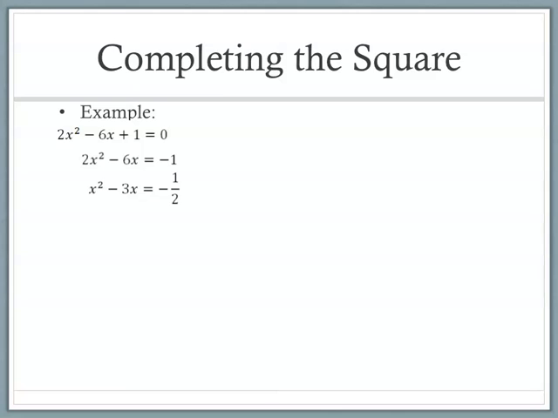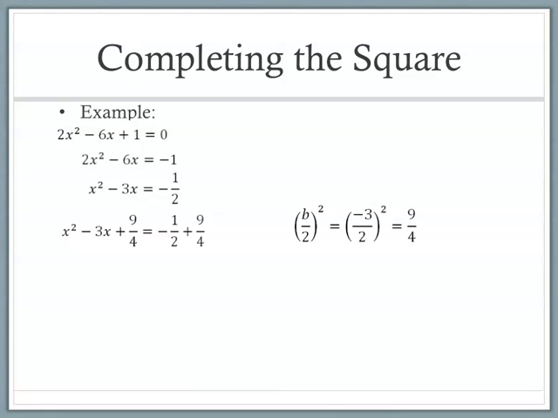Next, we're going to determine what b over 2 squared is, and then we'll add it to both sides. So over here on the side, I'm going to write b over 2 squared. Now b is negative 3, so negative 3 over 2 squared is equal to 9/4. Now if you prefer, you can absolutely use this in decimal form and work in decimals. So we're going to add 9/4 to both sides.